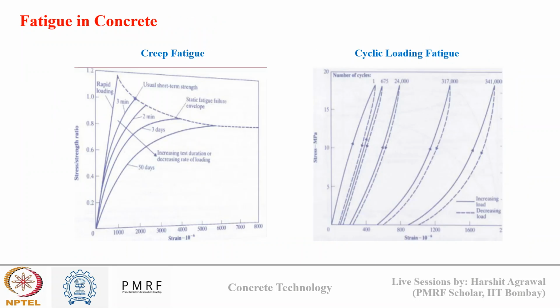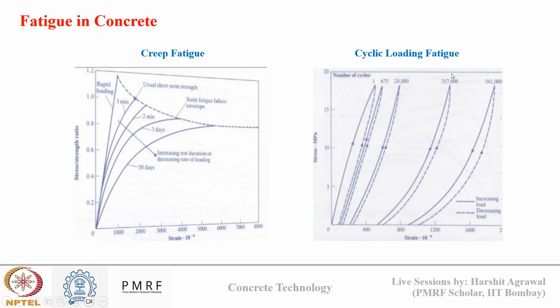Then we talked about fatigue in concrete, why fatigue occurs, and two types of fatigue deformation, that is creep fatigue and cyclic loading fatigue. So creep fatigue is basically when the load is applied for a very long duration at a slow rate. In that case, the fracture stress in concrete is significantly lower than it should be, and there is a large deformation in concrete.